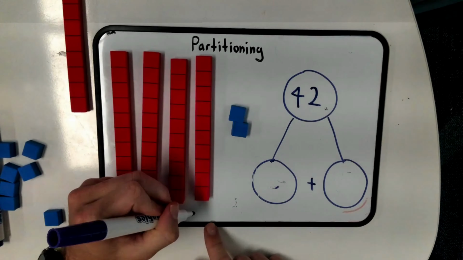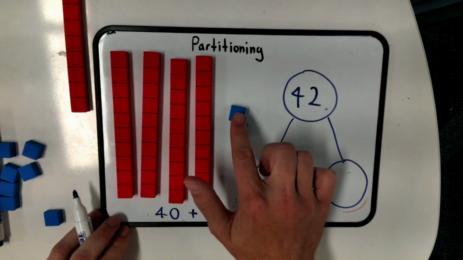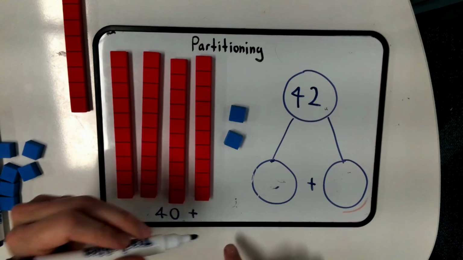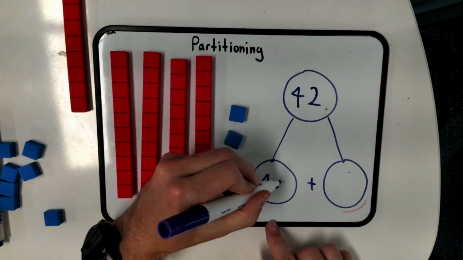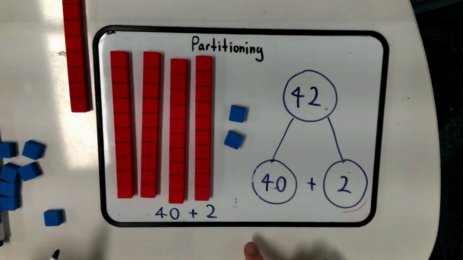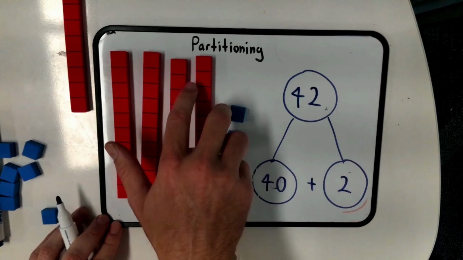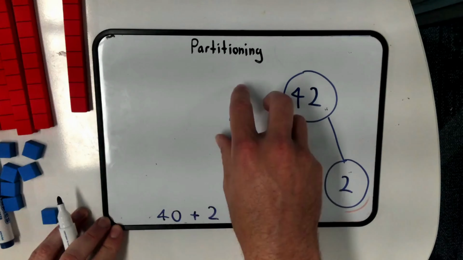So I'm going to write 40 down right there. And then if I count my 1s, 1 and 2. So I've partitioned the number 42 into 1 group of 40 and 1 group of 2. We'll do one more example before we finish for today.